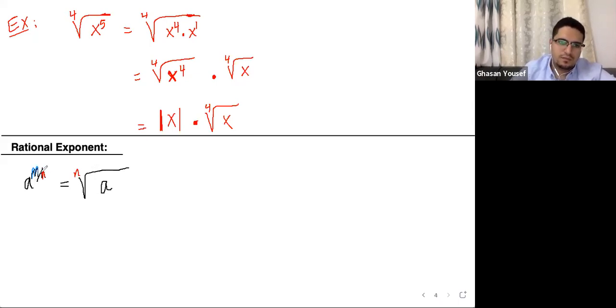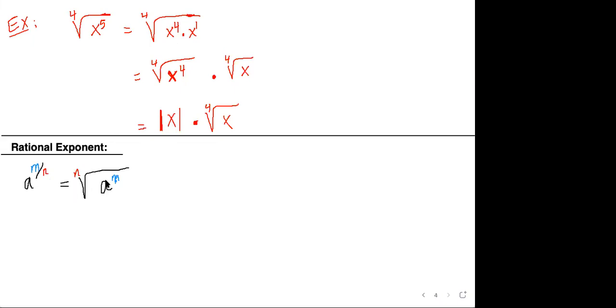This m from here. So here, m over n. The n is in the denominator of the fraction, so it will be like the root, and the m is the exponent or the power of a.